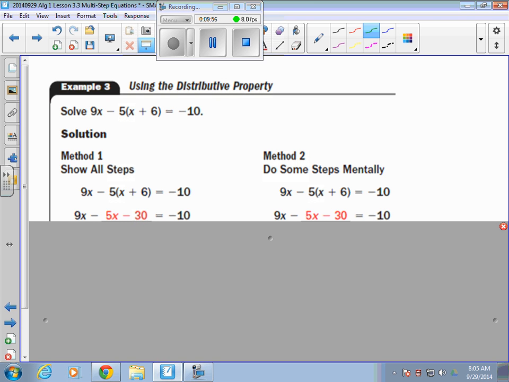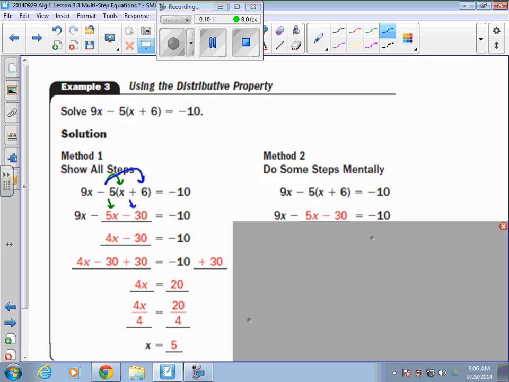Show all steps. 9x, minus 5 times x is going to be negative 5x. That's this. Negative 5 times positive 6 is going to be negative 30. Notice it becomes 9x minus 5x minus 30 equals negative 10. The next step is to combine 9x and negative 5x. You get 4x minus 30 equals negative 10.